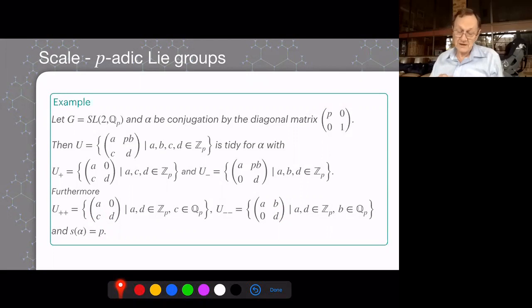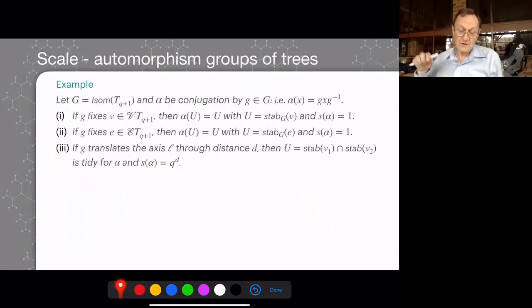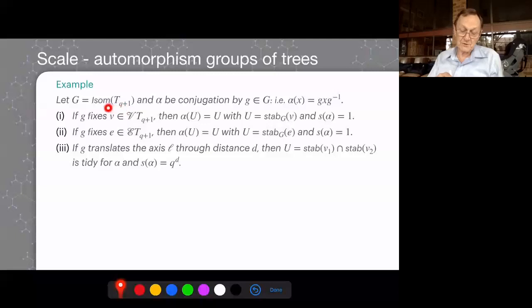So that's an example of a p-adic Lie group, and this example is fairly typical of Lie groups over p-adic numbers or a field of formal Laurent series. Now, for another example, we could take our group to be the group of automorphisms or isometries of a regular tree, and alpha to be conjugation by some element of the group. So here's alpha, it's just an inner automorphism of the group.